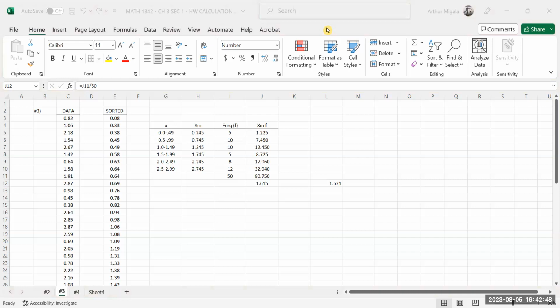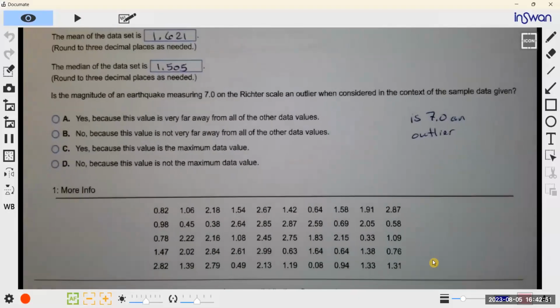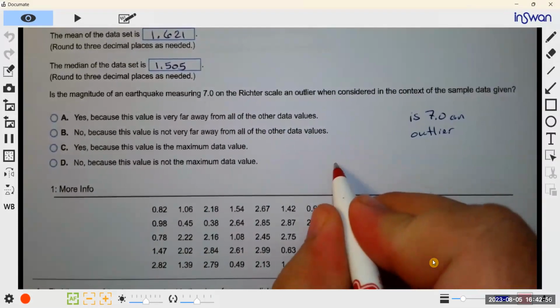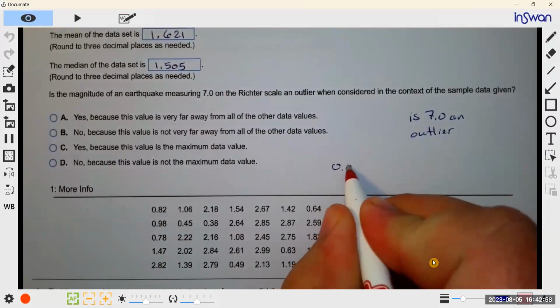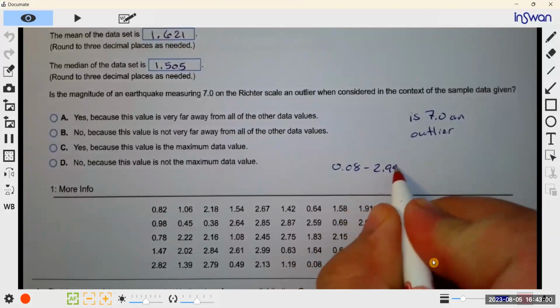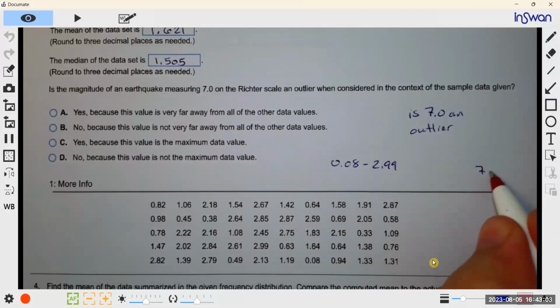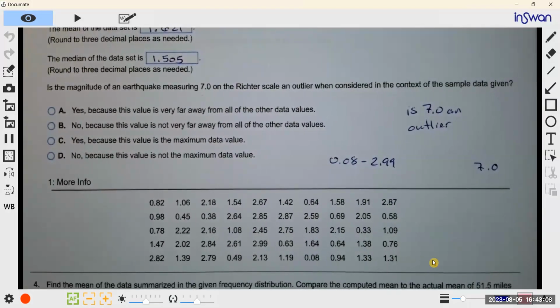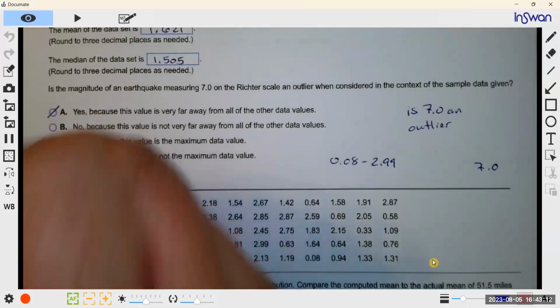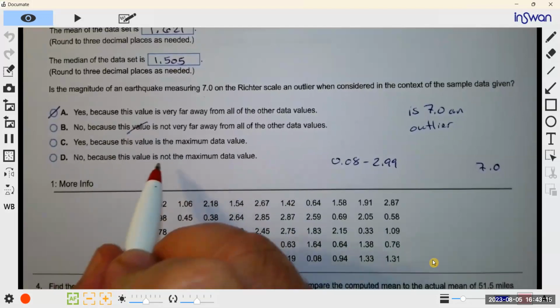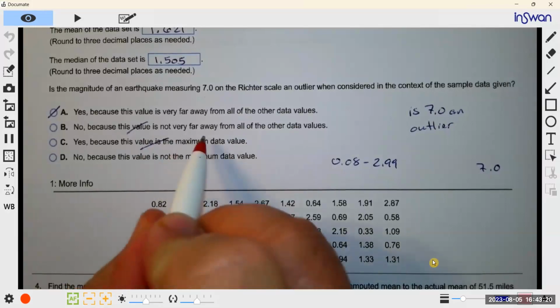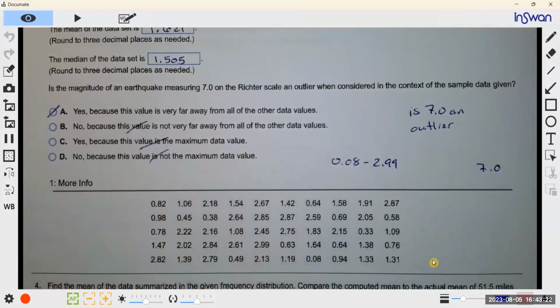All right, let's go back to our sheet. Second part: is a magnitude 7.0 an outlier? Well, yes, because remember, the data range went from 0.08 to 2.99. 7.0 is all the way out there. So yes, it's an obvious outlier because it's very far away. An outlier can be a maximum value.